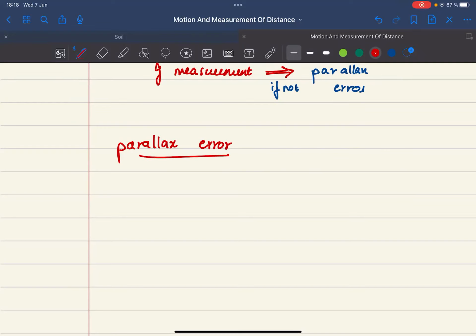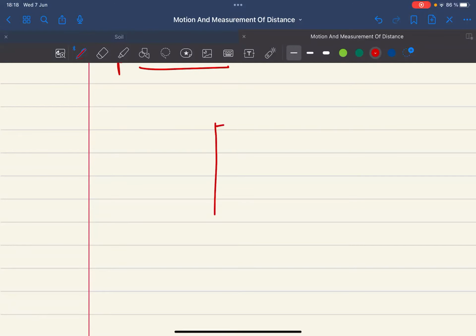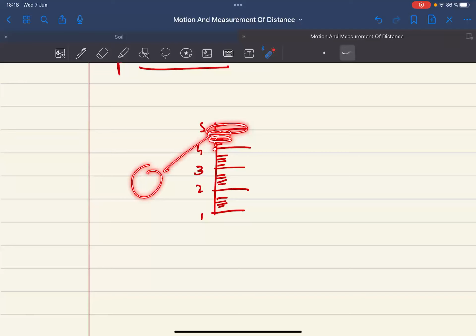Parallax error is the displacement or the change in the apparent position of the object. So basically, we're taking a scale. This is 1, 2, 3, 4, 5, and they're telling you to place it at 4.3. Look at the point, this is 4, and 1, 2, 3, so here is what should be placed. You might be looking over here, or you might be looking over here. So your eye should exactly be placed at 4.3. Only then your reading will be exactly 4.3. If you're looking above or below, or maybe there is water inside which is leading to refraction, this will lead to parallax error.